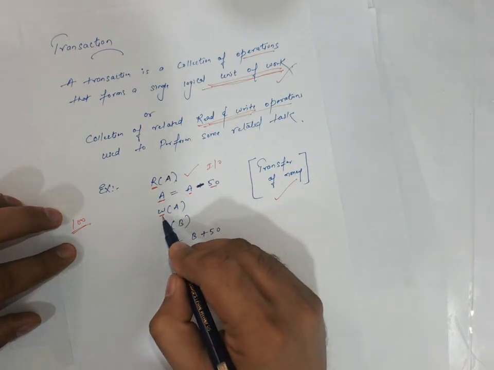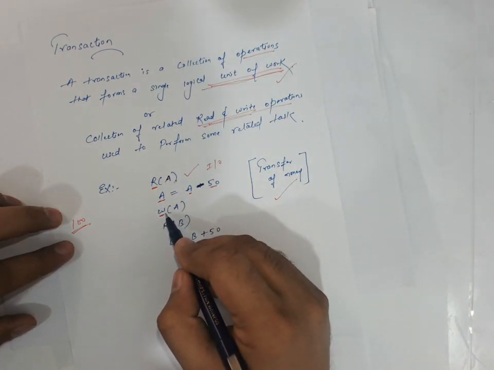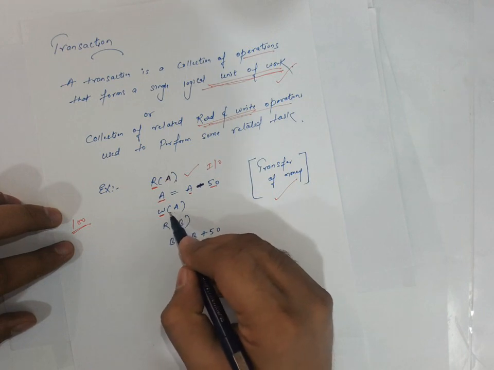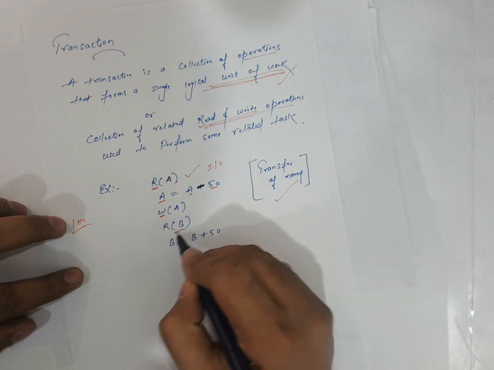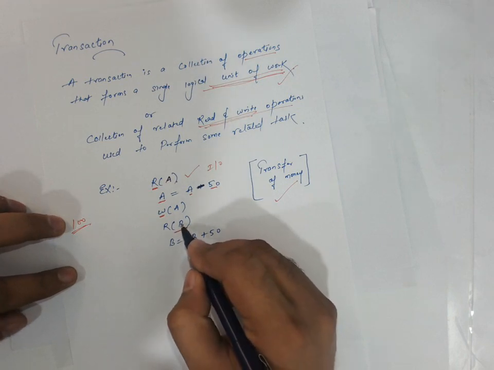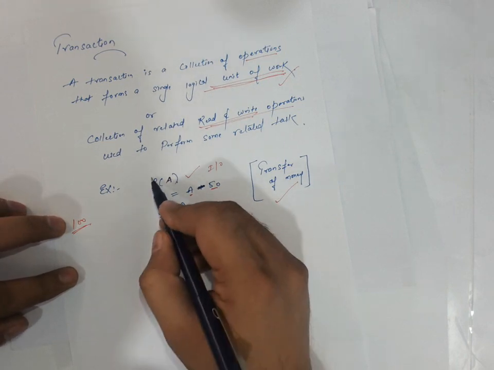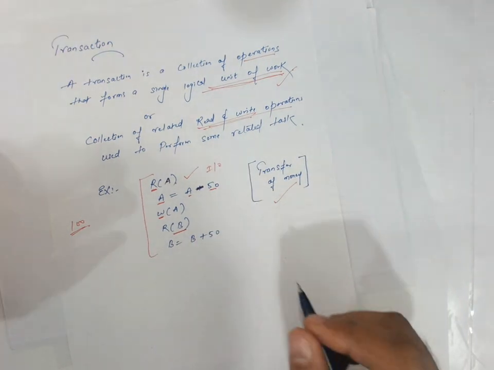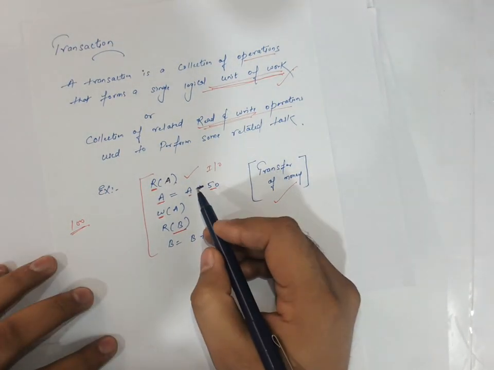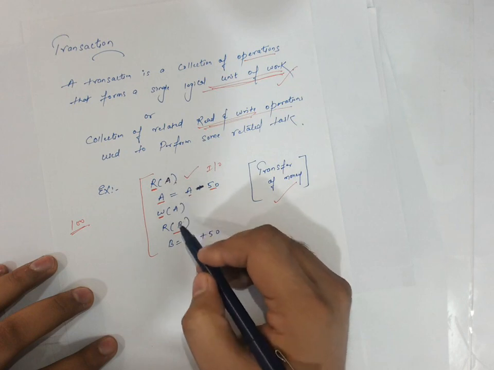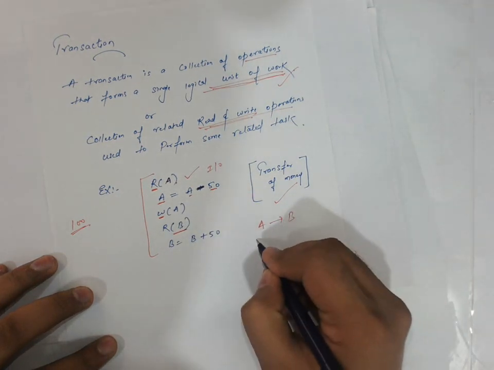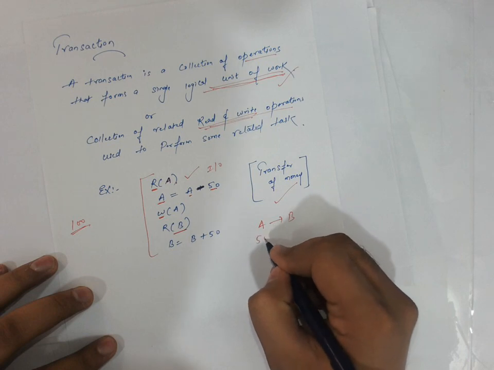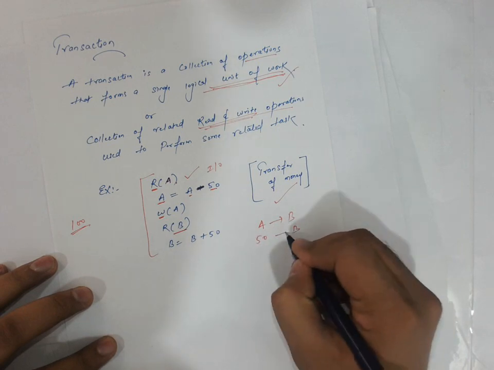Okay, and then this write A means you are again changing the value from your main memory to the hard disk, and again you are reading another value, and that is B. In short, we are transferring the funds from A to B. We are transferring the money from A to B. So A is transferring 50 rupees to B.